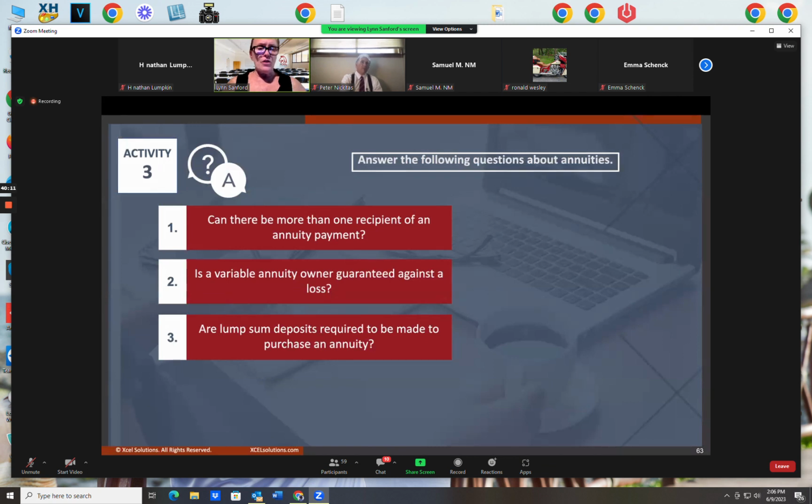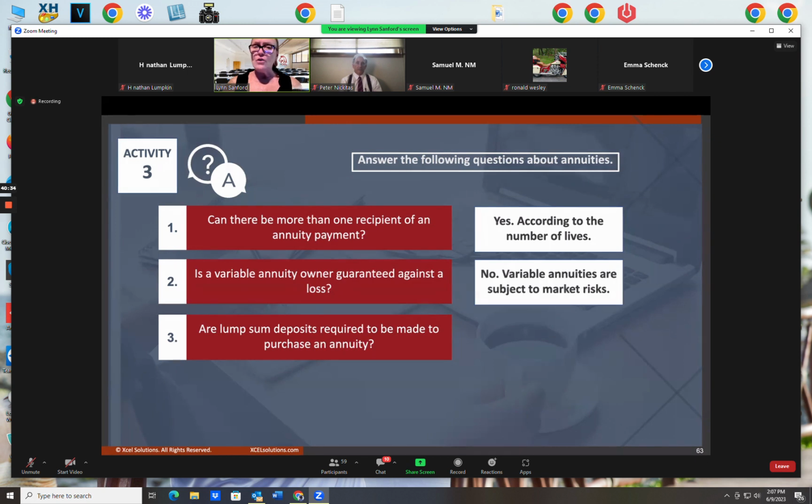Can there be more than one recipient of an annuity payment? Yes. According to the number of lives that you want it paid out. You want it paid out over one person's life, over two persons' life, or even over three persons' life. Usually, it's paid out over one or two people's lives because you're either dealing with an individual or a married couple, generally.